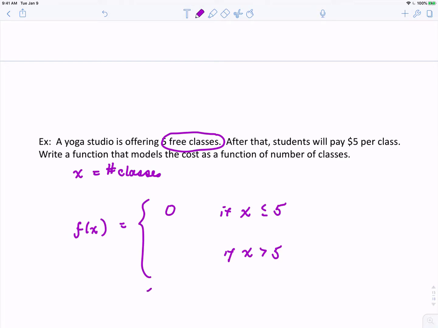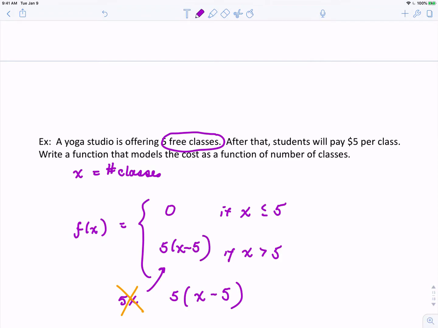Now here, we're not just going to write 5x, because if we wrote 5x, that would mean that we would have to pay $5 for all the classes. We're only going to pay $5 for the classes that are more than 5. So the first thing we have to do is figure out how many classes we're going to pay for. So we're going to take away the 5 free classes, and then that is what we're going to multiply by $5 each. And so that's our second formula.